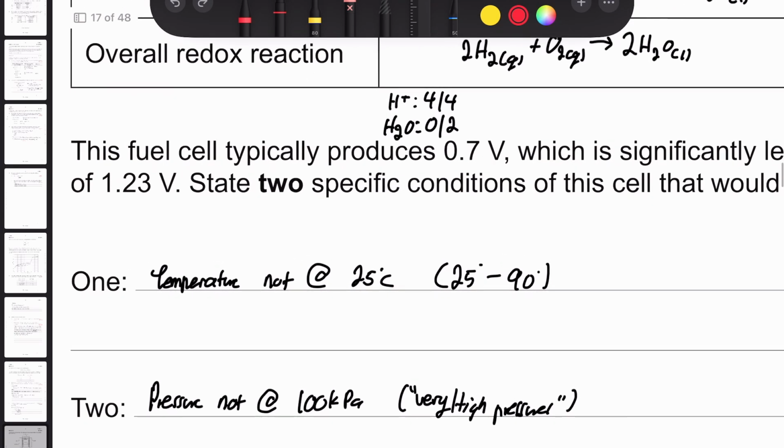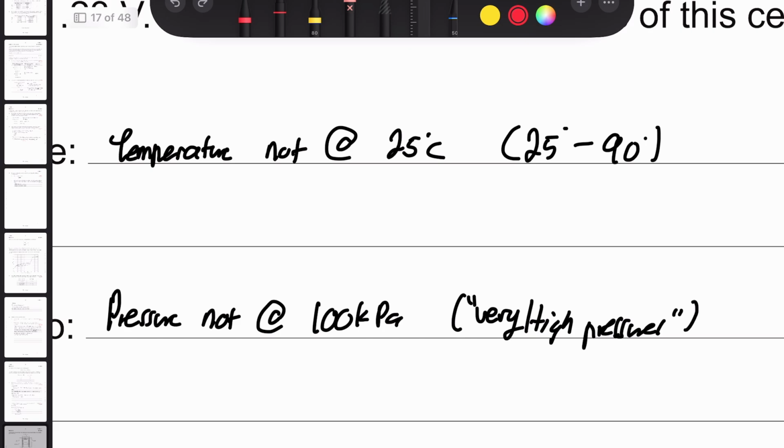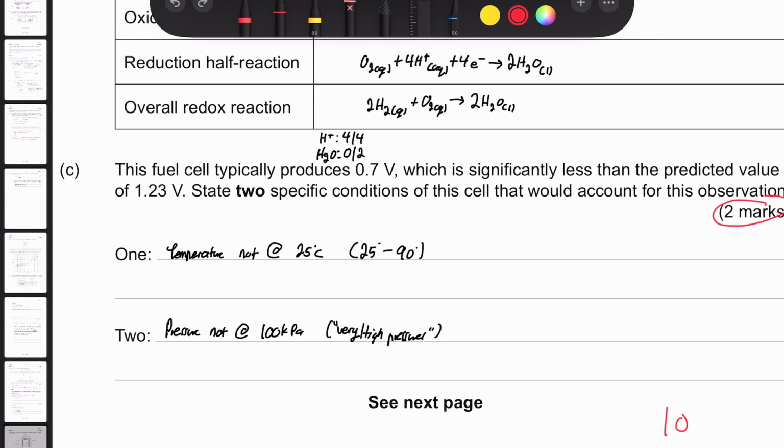You could have just said here not at standard, and then here not at standard conditions. But I said since it's not at 25 degrees Celsius or not at 100 kilopascals, then I gave myself the mark. Actually, wait. Is the pressure at 100 kilopascals for standard conditions of an electrochemical cell? Predicting direct. Okay, hold on. I'm using Pearson right now.